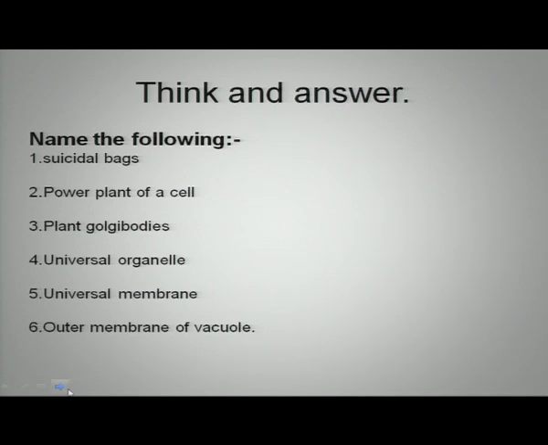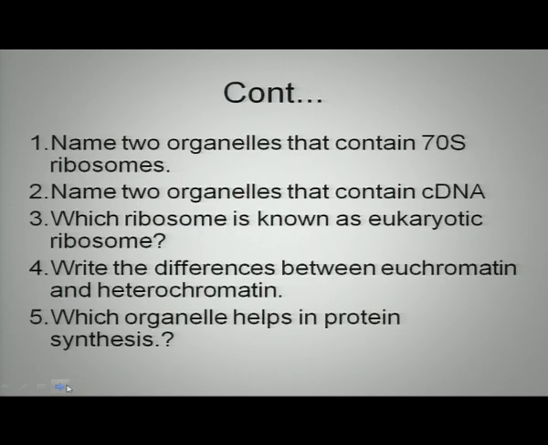Now, here are some of the questions for you to think and answer. Name the following: suicidal bags, power plant of a cell, plant Golgi bodies, universal organelle, universal membrane and outer membrane of vacuole. Name 2 organelles that contain 70S ribosome. Name 2 organelles that contain circular DNA. Which ribosome is known as eukaryotic ribosome? Write the differences between euchromatin and heterochromatin.